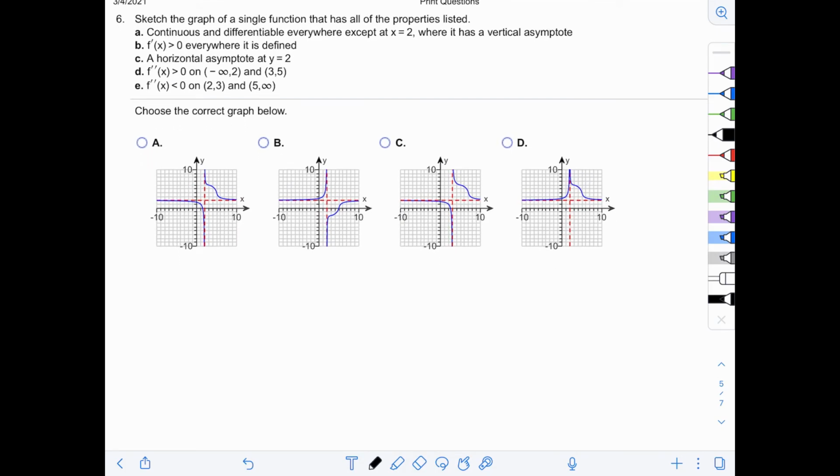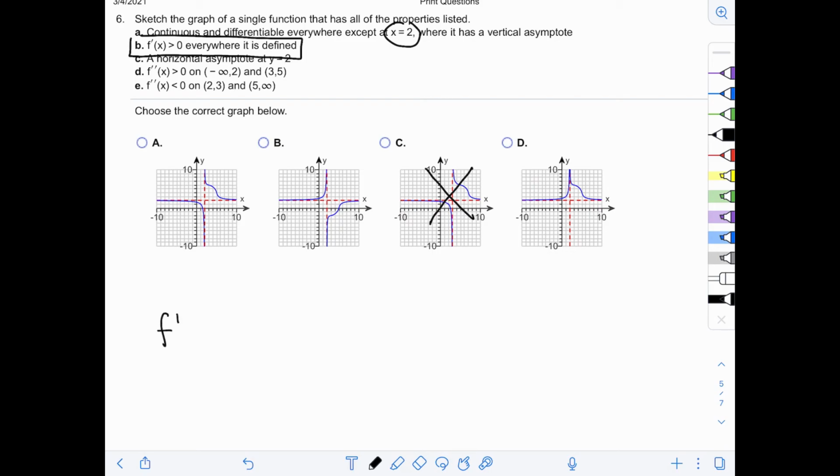So it's saying it's continuous everywhere except at x is equal to 2, where it has a vertical asymptote. And so there is going to be a vertical asymptote at 2. It looks like all the graphs here have a vertical asymptote at 2, except not this one. So you could eliminate a graph based on that. But what I want to focus on is that this is saying the first derivative is positive.